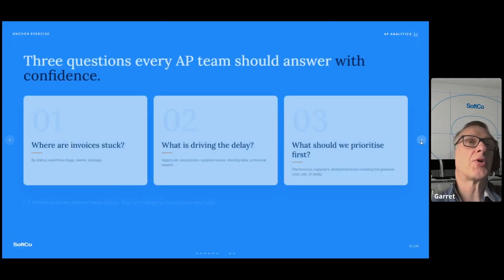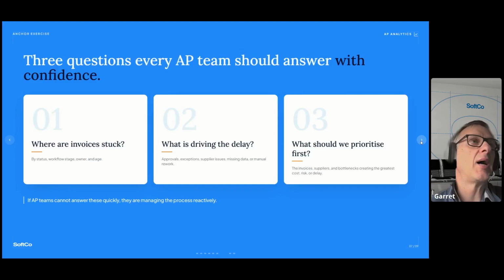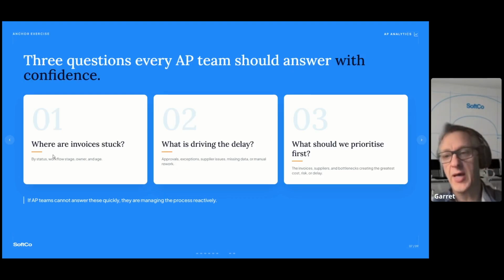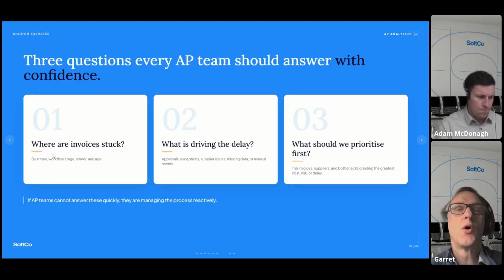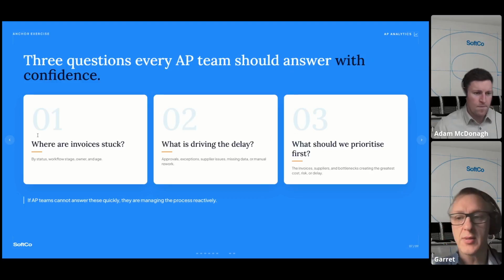So really what we're trying to do is provide a mechanism through which AP are able to answer these questions. They can see where the invoices are stuck, what's driving delays, and also what they should be prioritizing first. Where are the key strategic areas that they need to address, either at the macro level on a supplier by supplier, buyer by buyer basis, but also operationally in terms of what specific invoices are creating the most risk if they don't get processed in time.